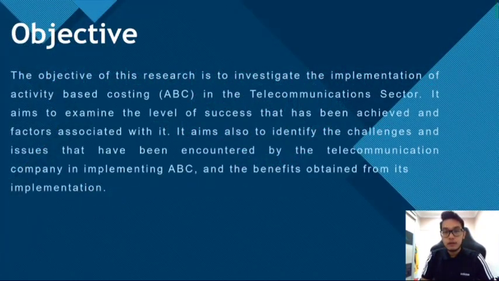I will start the article review with the objective. The objective of this research is to investigate the implementation of activity-based costing (ABC) in the telecommunication sector. It aims to examine the level of success that has been achieved and factors associated with it. It also aims to identify the challenges and issues that have been encountered by the telecommunication company in implementing ABC and the benefits obtained from its implementation.